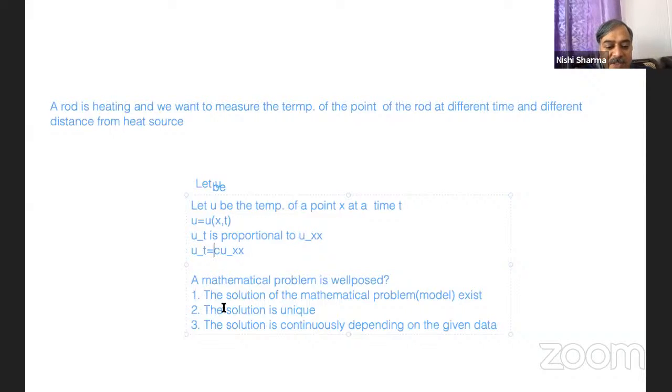Now we will check the second one. The solution is unique. So tell me whether the solution of this problem is unique or not. Unique, you understand? One solution only. So anybody can answer whether it has a unique solution or not.